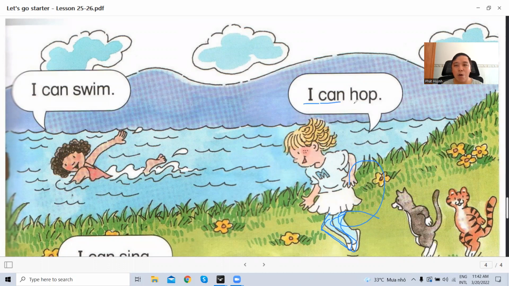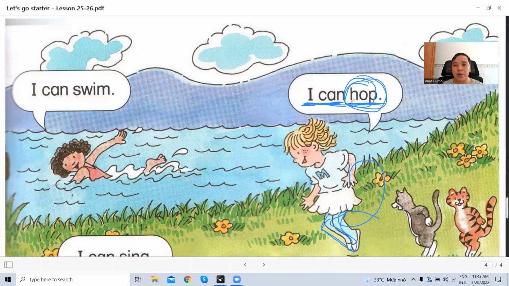I can hop. I can hop. I can hop. Hop. Hop. Hop. So what is hop? Vậy thì hop nghĩa là gì các em? Hop có nghĩa là nhún gót, nhảy nhún gót lên nào.